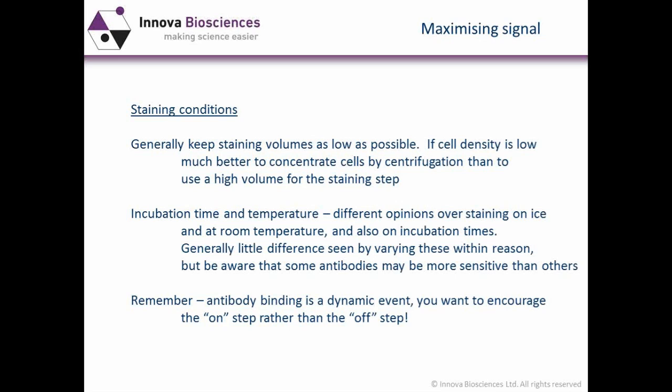As well as titrating your antibodies, think about the staining conditions of your cells, so the volumes that you're using and the temperature, etc. It's always best to keep the volume that you're undertaking the staining reaction in as low as possible. If your cell density is very low, it's much better to concentrate the cells by centrifuging them than to use a high volume for the staining step. So most staining is probably carried out in 50 to 100 microliters, which is absolutely fine.